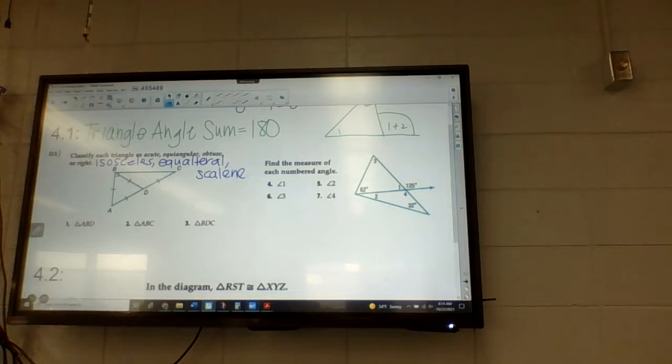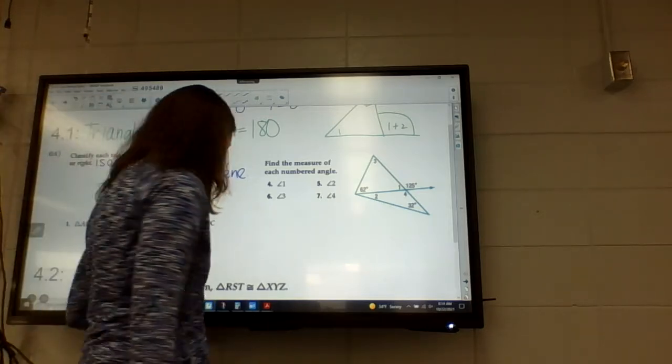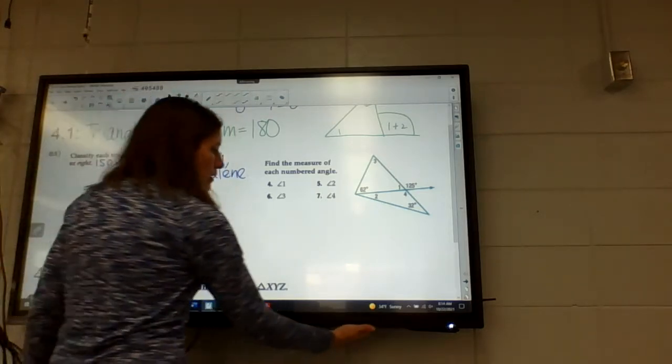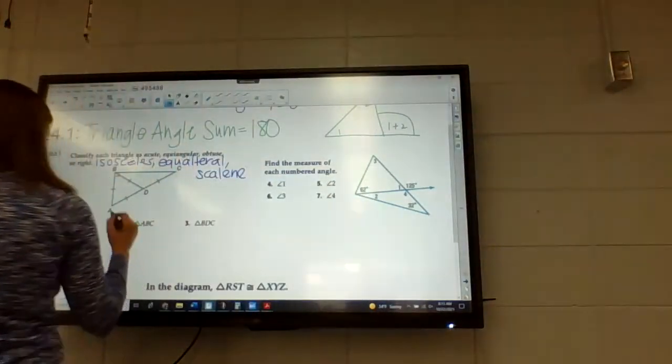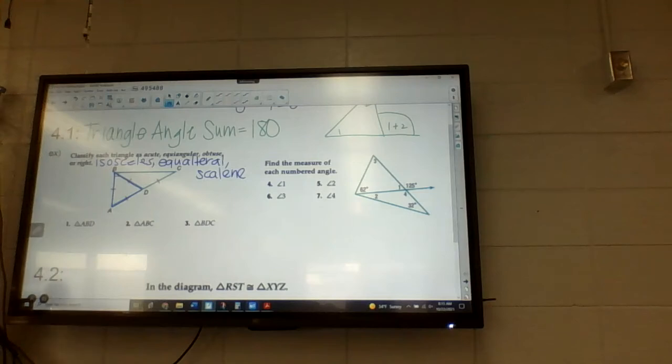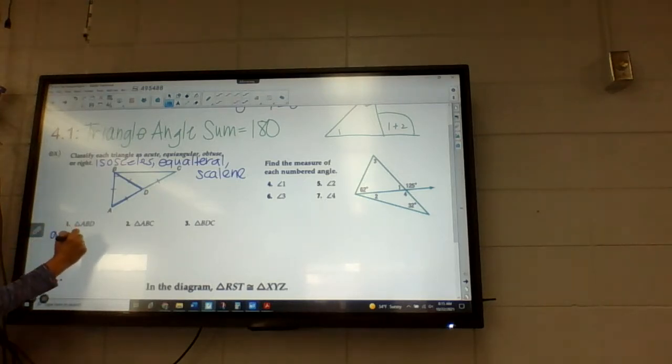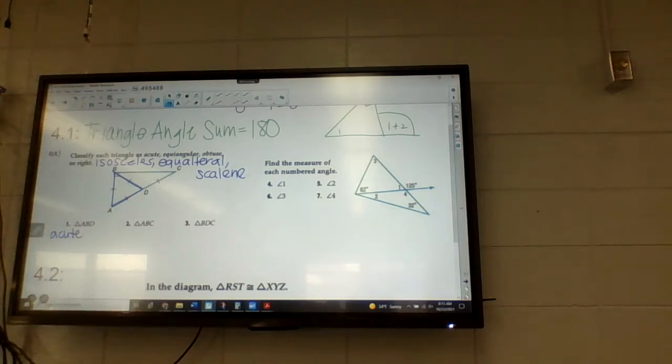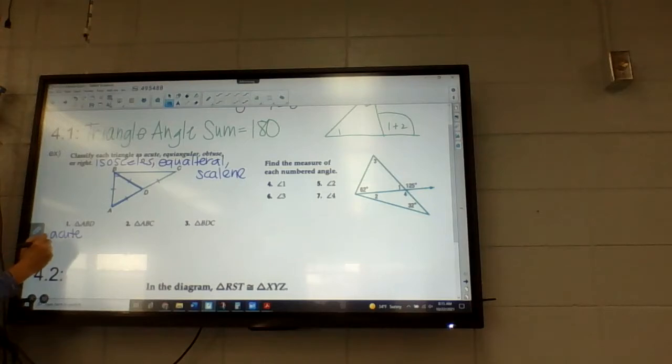Triangle ABD. ABD is the triangle on the left side of this drawing. Someone give me a name for it. What do you guys know about it, Clayton? It's acute. Oh, actually, I bet you could have a few more. So it's an acute triangle. It's also equilateral because all the sides are the same.